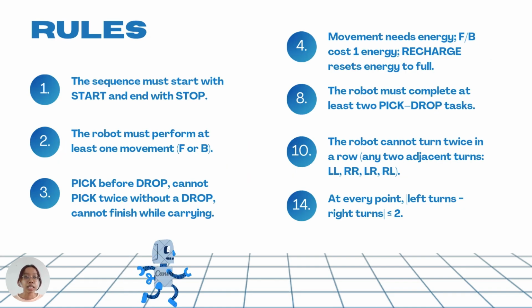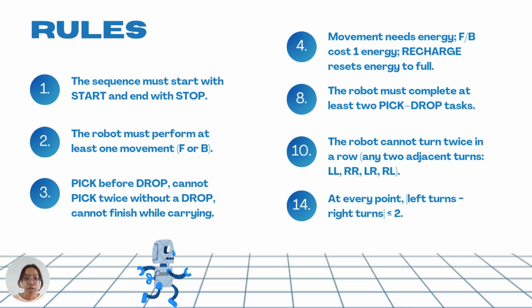Rule 1. The sequence must start with the start command and end with the stop command. The second rule, the robot must perform at least 1 movement, going forward or backward. The third rule, the robot must pick an item before dropping an item, and it cannot pick an item twice before dropping once. The fourth rule, movement costs energy. Going forward or backward costs 1 energy. Recharging resets the battery to full capacity.